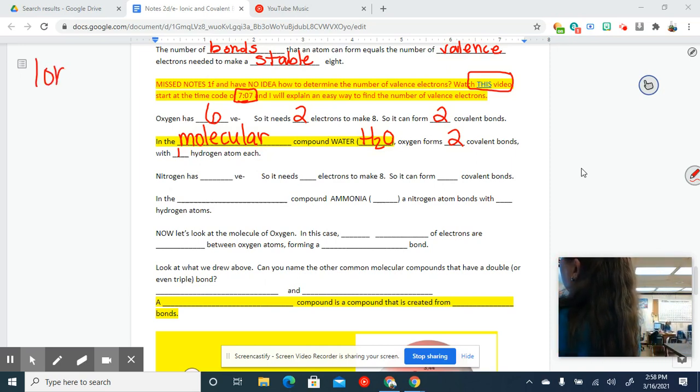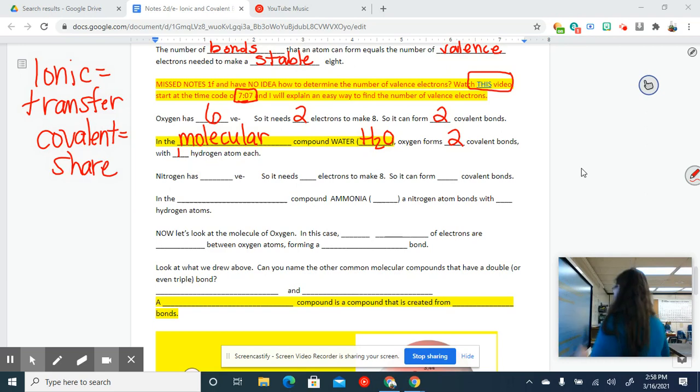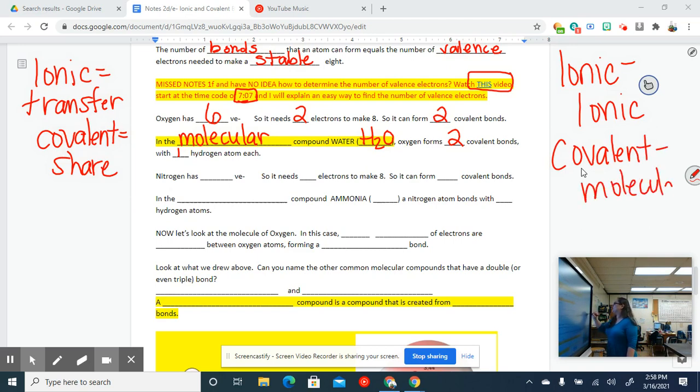So we already said that ionic equals transfer and covalent equals share. Well, now we need to talk about another thing. Ionic bonds make ionic compounds. That's easy. Unfortunately, covalent bonds make molecular compounds. Don't ask me why science decided to be mean and not just call them covalent compounds. But they aren't.